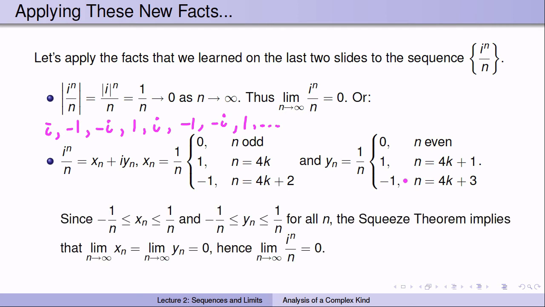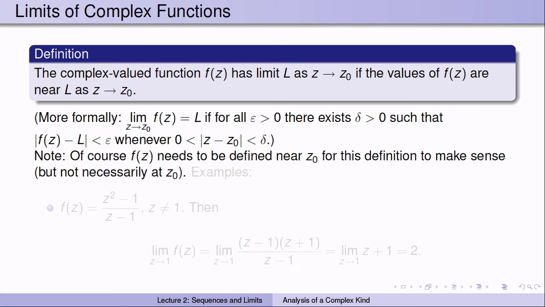So therefore, the real parts are always between minus 1 over n and 1 over n, and the imaginary parts as well. Since both 1 over n and minus 1 over n converge to 0, the squeeze theorem then implies that the real parts and the imaginary parts converge to 0, therefore forcing i to the n over n to converge to 0. We also need to talk about limits of complex functions.